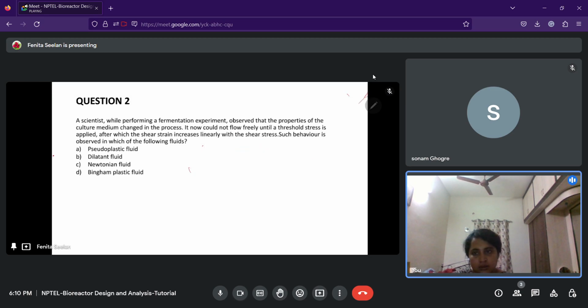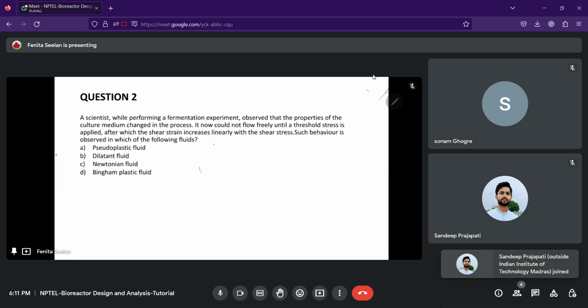Okay, so this is a simple question. Hope you remember the lectures related to rheology of fluids. Here the question: a scientist, while performing a fermentation experiment, observed that the properties of the culture medium changed during the process. It now could not flow freely until a threshold stress is applied, after which the shear strain increases linearly with the shear stress. Such behavior is observed in which of the following fluids?